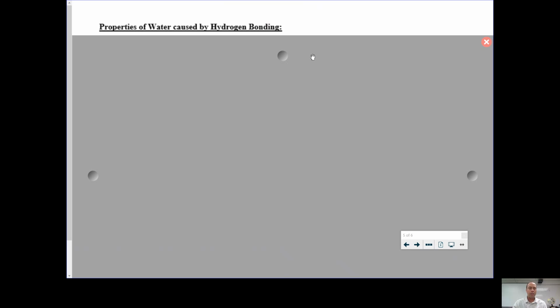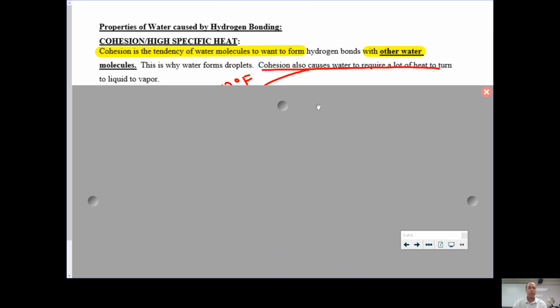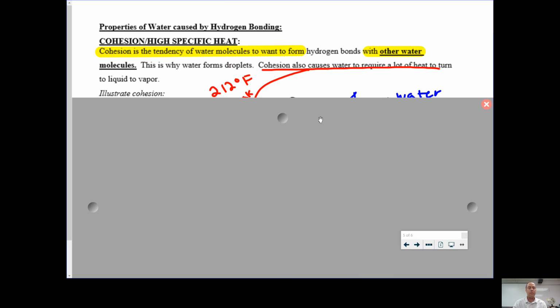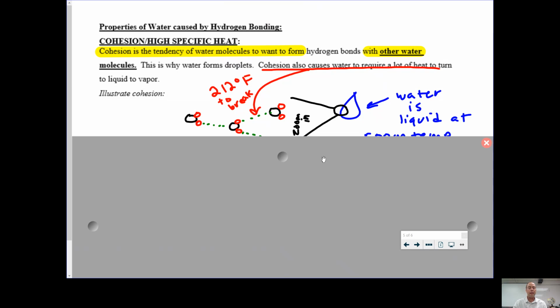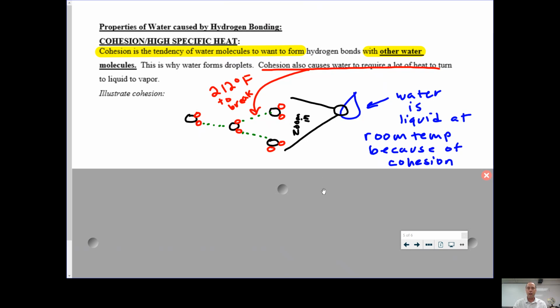The hydrogen bonding allows water to have some specific properties. One is cohesion. It's able to stick with other water molecules, and that's why it forms droplets. Cohesion also means it requires a lot of heat to turn it into vapor. Again, carbon dioxide, if you've ever seen it in solid form, is called dry ice, and it will stay very, very cold, but it turns into gas at just room temperature. Water will take a lot of heat, up to 212 degrees to turn water into gas.